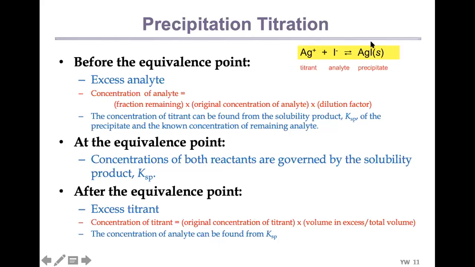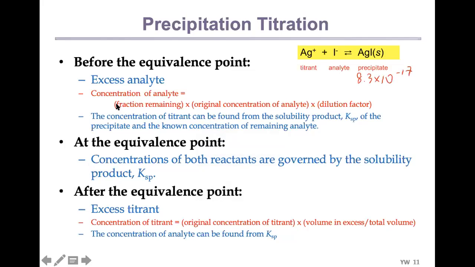Now, let's go back to the first case. In our reaction, again, it's the silver ion as the titrant and the analyte is iodide. So you form the precipitate, which is silver iodide. The KSP here is 8.3 times 10 to the negative 17. Okay, so it's a very insoluble compound. All right, so what does it mean by fraction remaining?